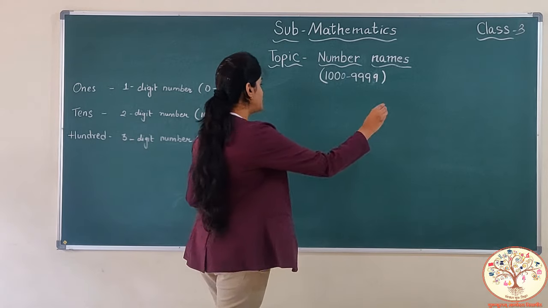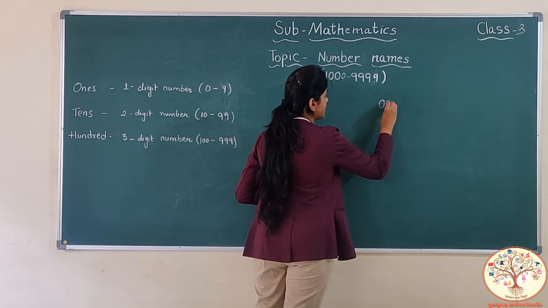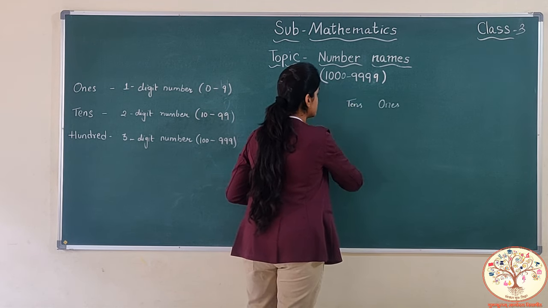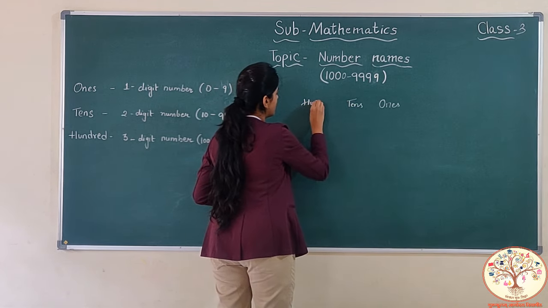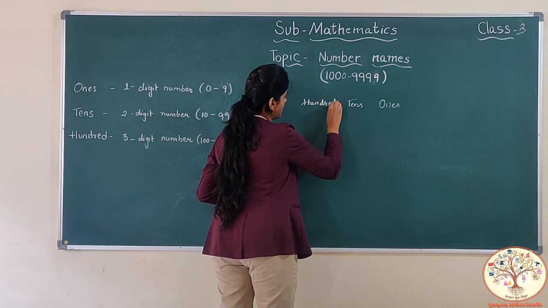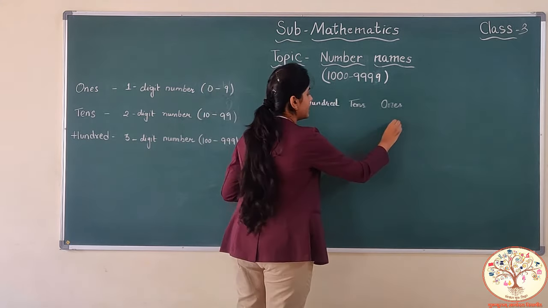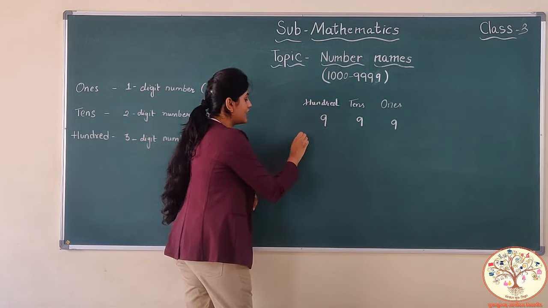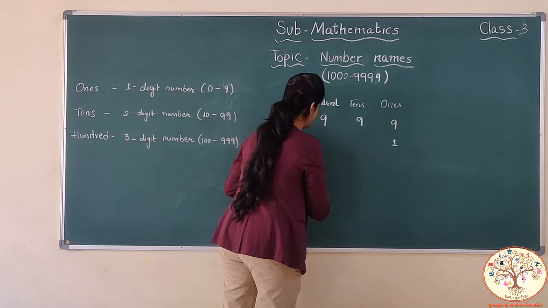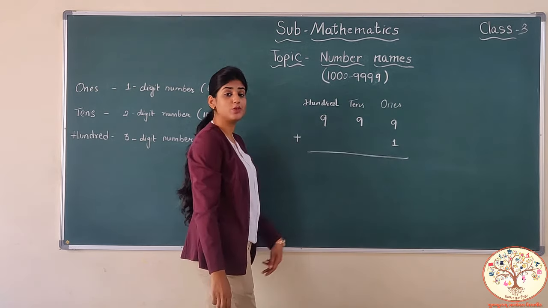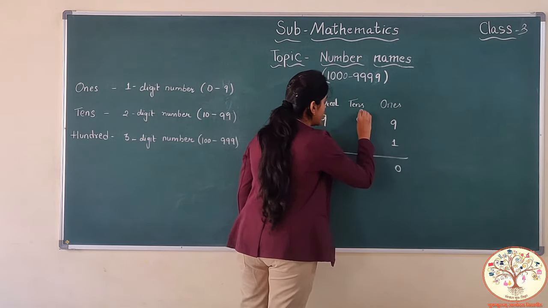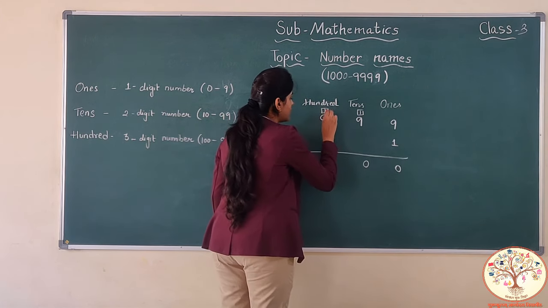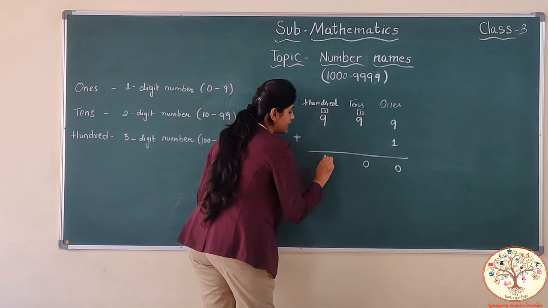So we have 3 place values, that is ones, tens, 100, and we are going to take 9 ones, 9 tens, 900 and add 1 to it. Now let's see what comes. 9 plus 1, 10, carry 1. 9 plus 1, again 10, carry 1, and 9 plus 1, 10.